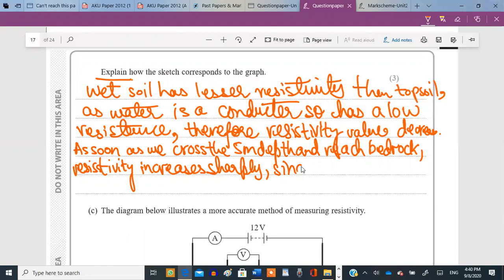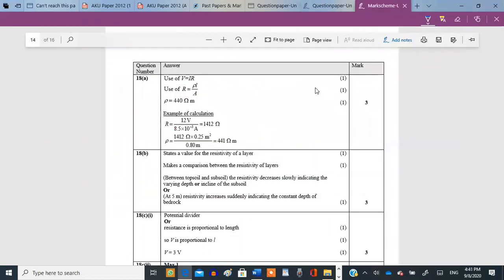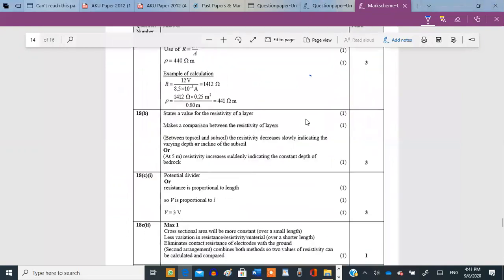Since bedrock has a high resistance. Bedrock, it is a rock, right? Has high resistance, as it is a better insulator. So let's see what the marking scheme has stated.